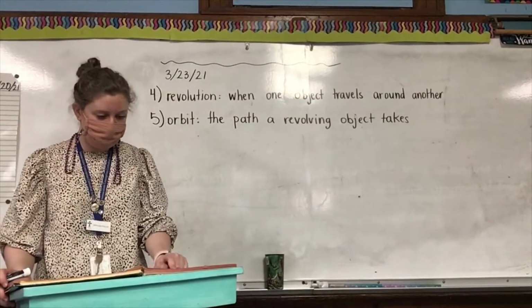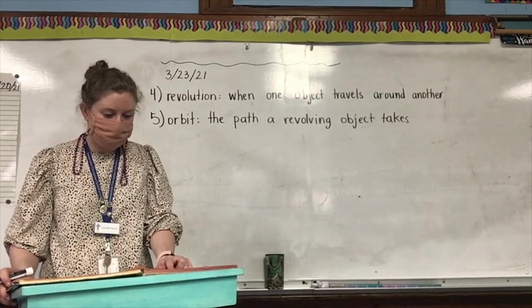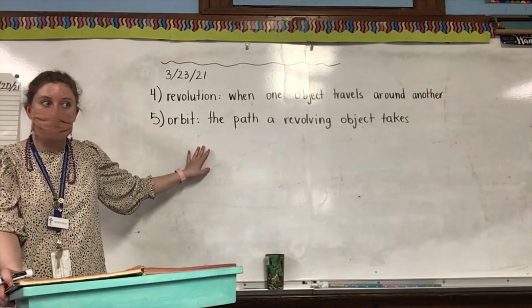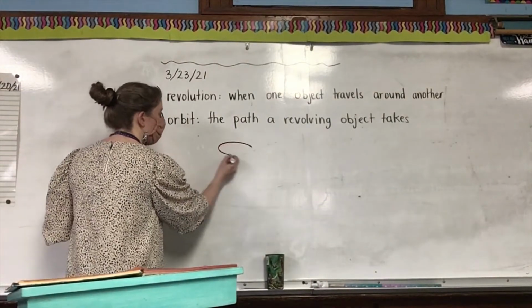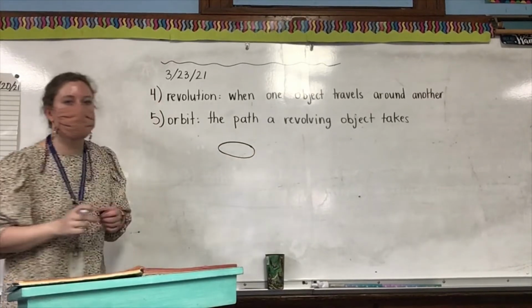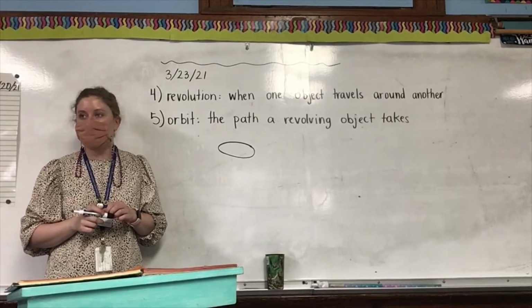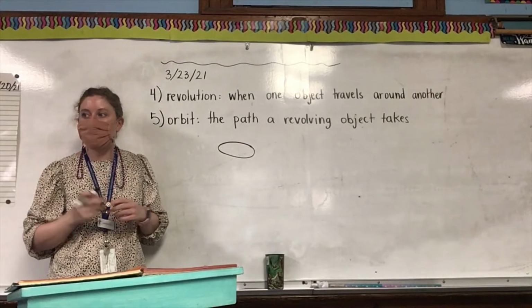Earth's orbit is shaped like an ellipse or flattened circle. We're not going to write that definition, but I want everybody to understand that an ellipse is a flattened circle. So what's another name for an ellipse? Kingston? An oval.